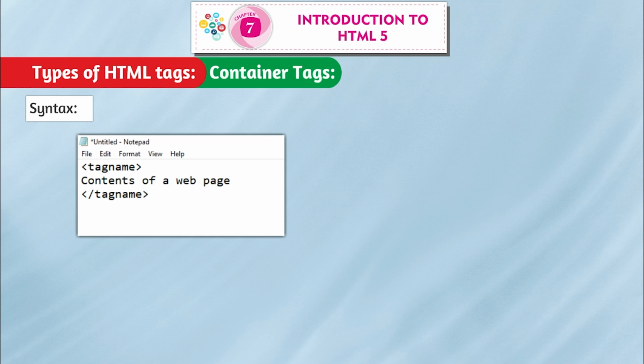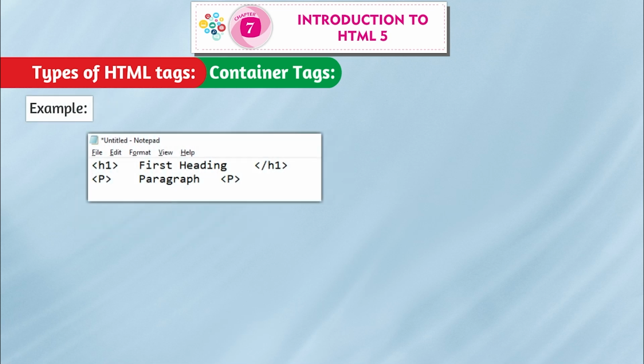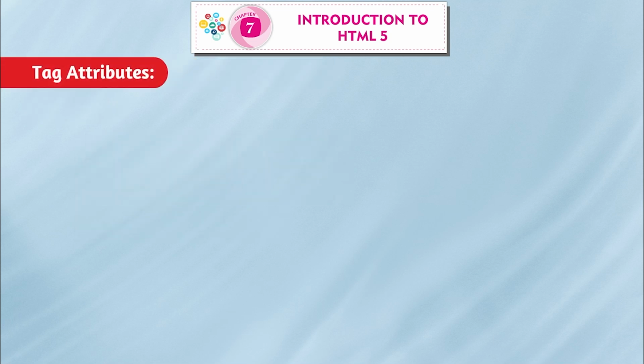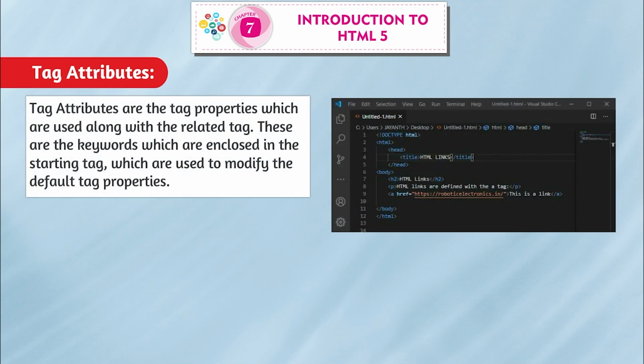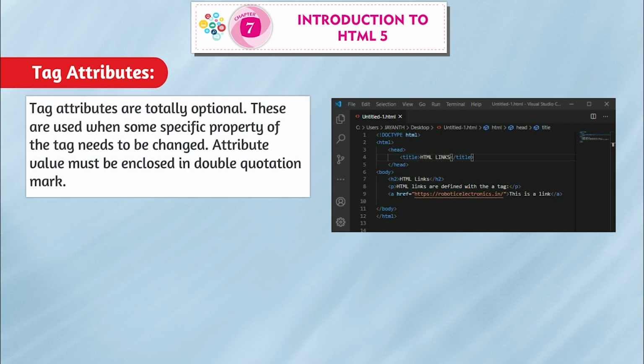Syntax. Contents of a web page. Example. Tag attributes. Tag attributes are the tag properties which are used along with the related tag. These are the keywords which are enclosed in the starting tag, which are used to modify the default tag properties. Tag attributes are totally optional.